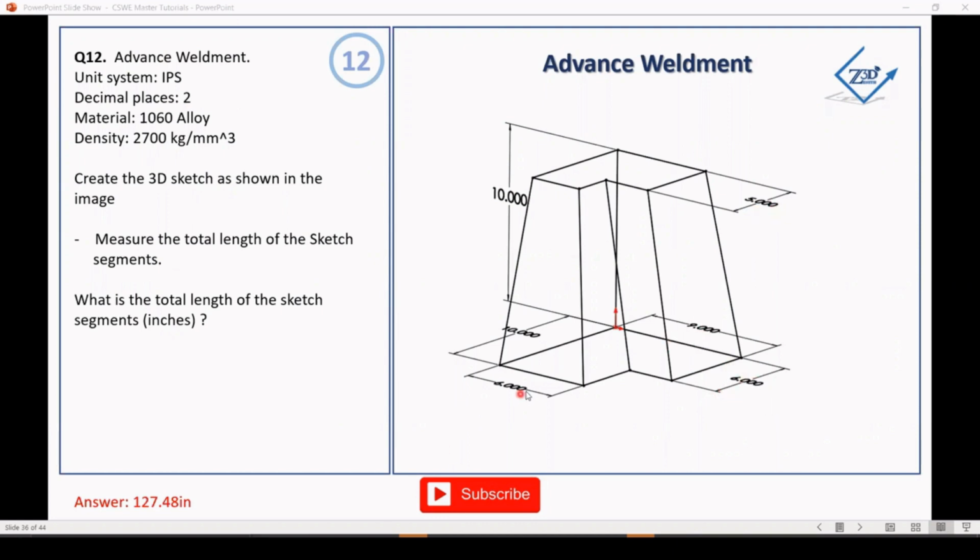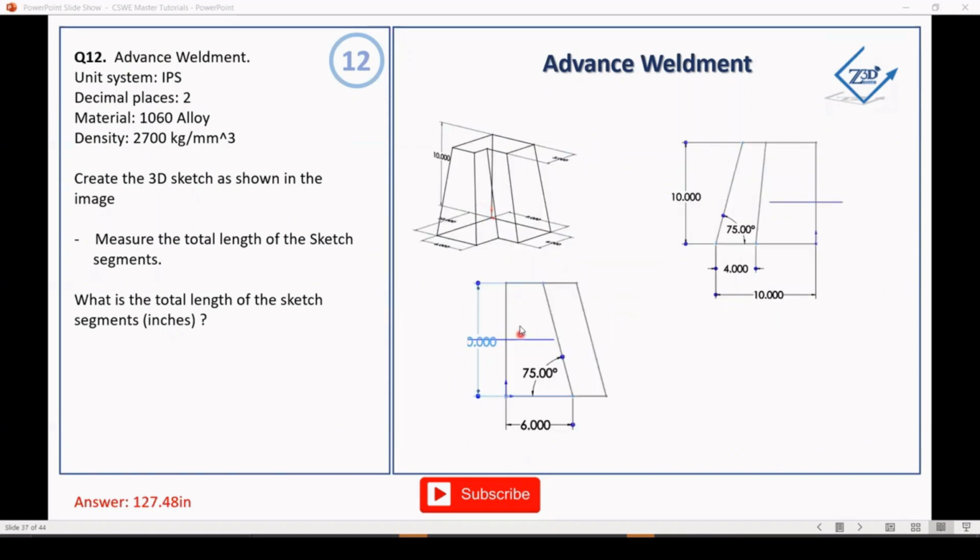Measure the total length of the sketch. Then after we have to measure the total length, and the total length unit is in inch. Here, not like the previous question in mm. Here we have to measure it in inch.